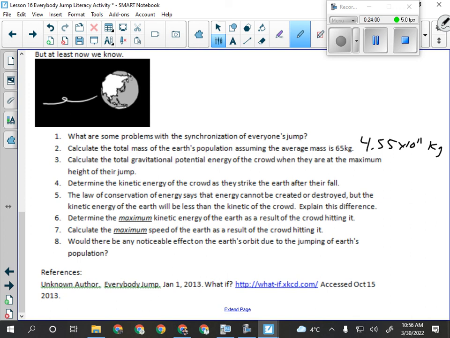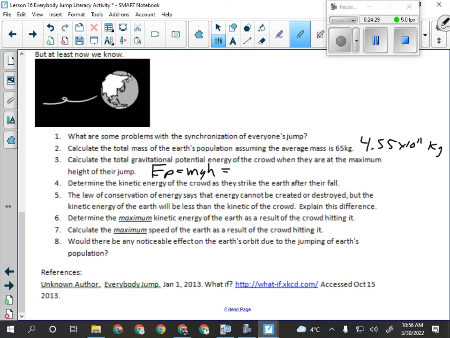Okay, calculate the maximum gravitational potential energy of the crowd when they are at the maximum height of their jump. Anybody remember from Science 10 how we calculate gravitational potential energy? Those of you who are in my Science 10 class should know that. Okay. That formula, M times G times H. Now everybody knows it.